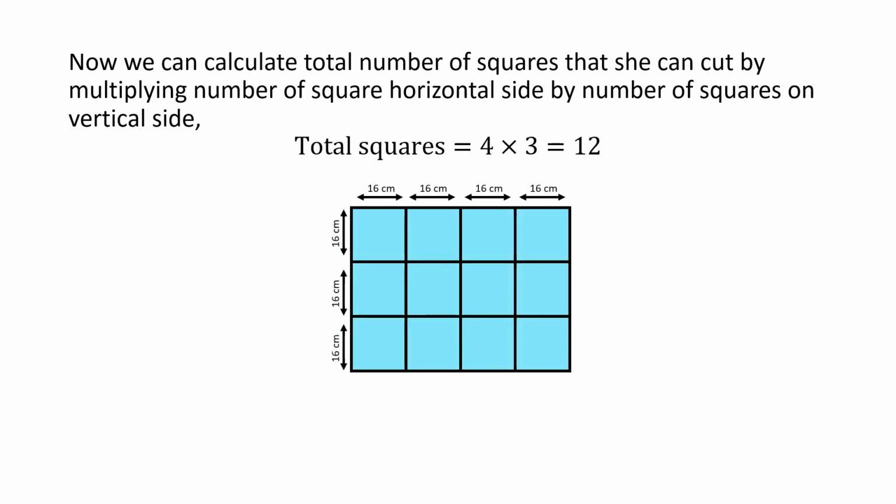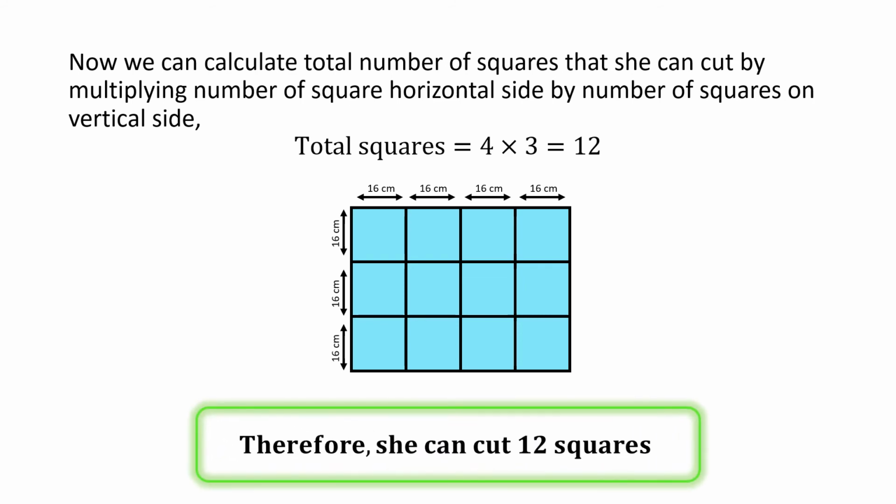Now we can calculate the total number of squares that she can cut, by multiplying the number of squares on the horizontal side by the number of squares on the vertical side. The number of squares on the horizontal side are 4 and on the vertical side are 3, so by multiplying 4 by 3 we have 12. Therefore, she can cut 12 squares.